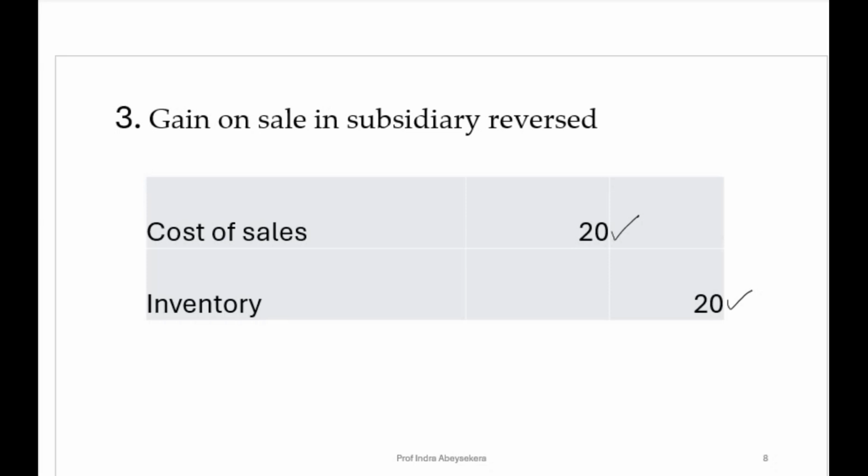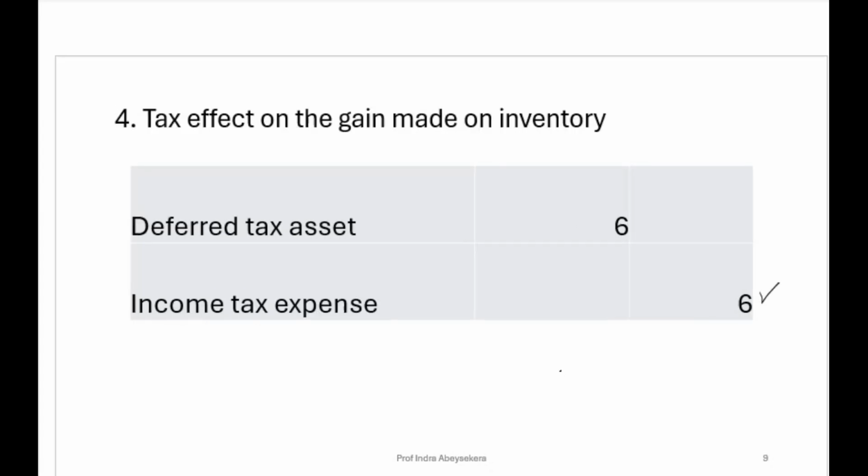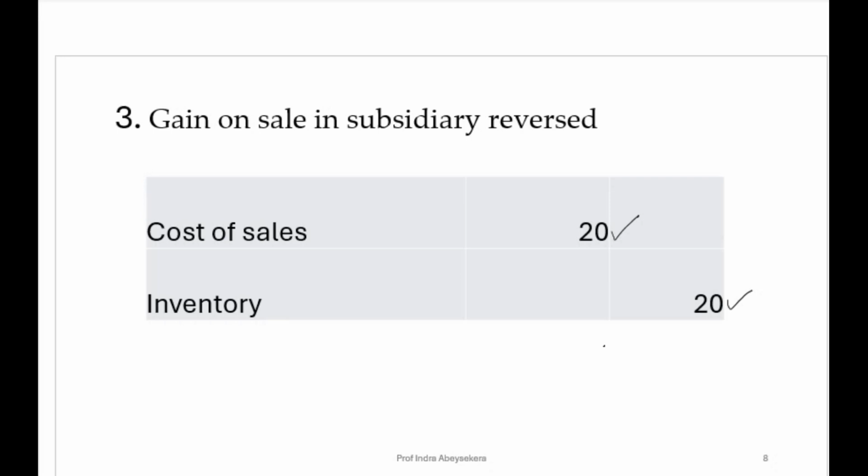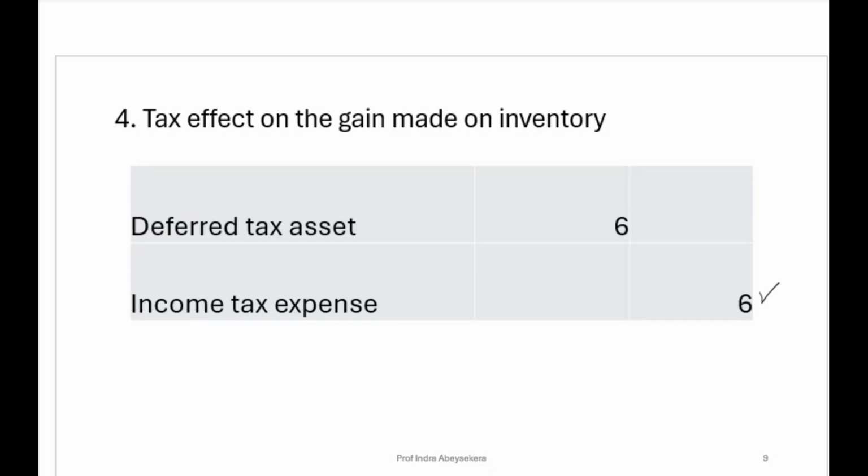And when it decreases the profit, applying the tax rate, it decreases the income tax expense, and we credit income tax expense 6 million. Although the inventory has been sold previously, for the group, it has not been sold. So therefore, this income tax expense is not realized. So therefore, we need to defer that income tax expense, and we defer that income tax expense by debiting deferred tax expense, because income tax expense will realize only for the group when it is sold outside the group.